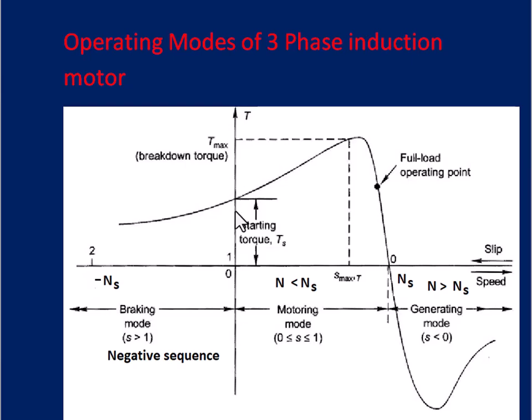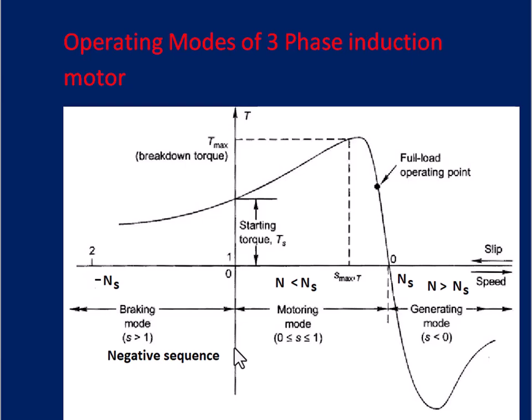Similarly, if in the three-phase induction motor any two input terminals are interchanged to the main supply lines, then the direction of the rotor is opposite to the rotation of the stator magnetic field. That is, it follows the negative phase sequence. In that condition, the slip will become more than 1. So under that condition, the curve comes to the left like this.